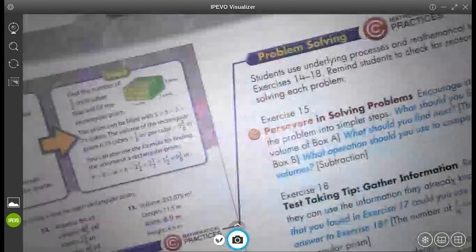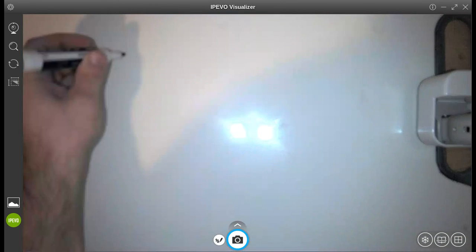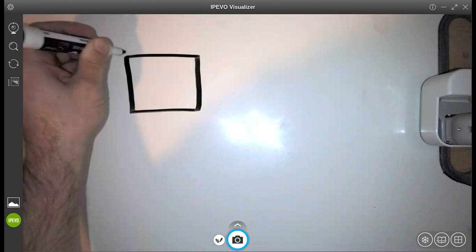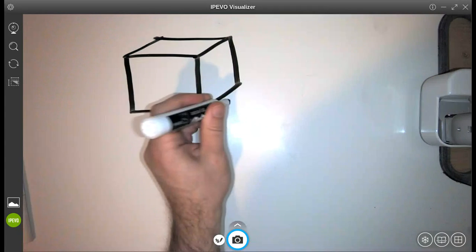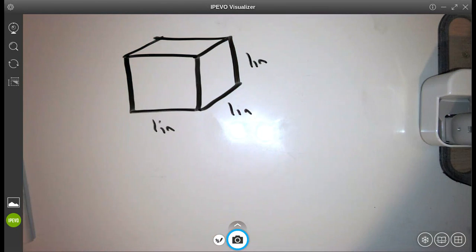All right, so let me just move this out of the way. The first problem, so if you look at number 1, it says a third inch cube. Let's say we have a cube right here. They want to know how many third inch cubes can fit into this 1 inch cube. So that's 1 inch by 1 inch by 1 inch.